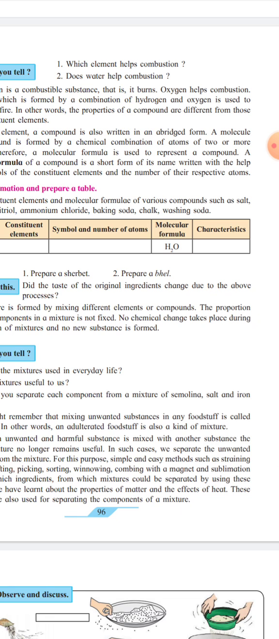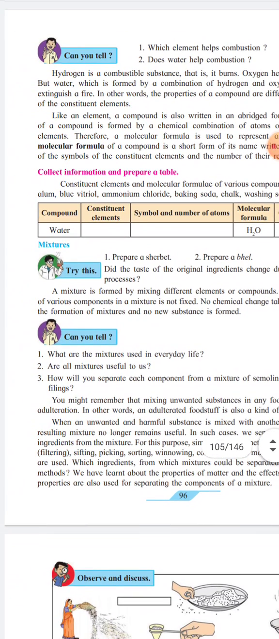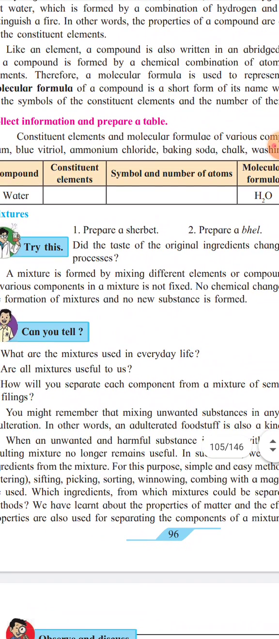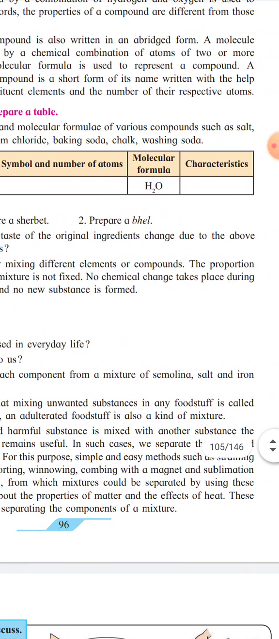First of all, we will start from water. Constituent elements of water: hydrogen and oxygen. Symbol and number of atoms: 2 atoms of hydrogen and 1 atom of oxygen. Molecular formula H2O, like we had learned previously. Now, characteristics: it is a compound, it is a liquid and helps in extinguishing fire.